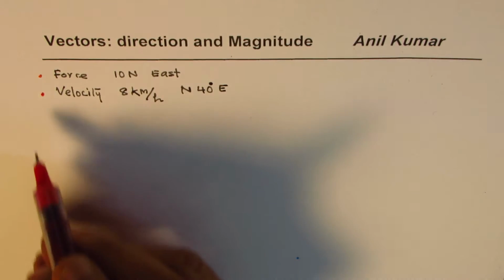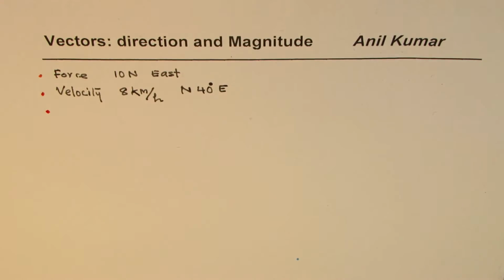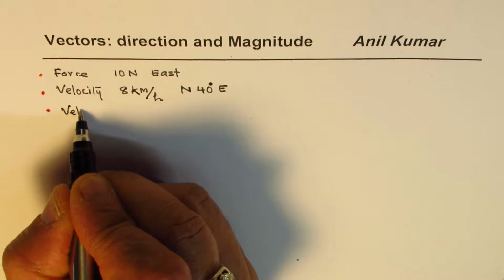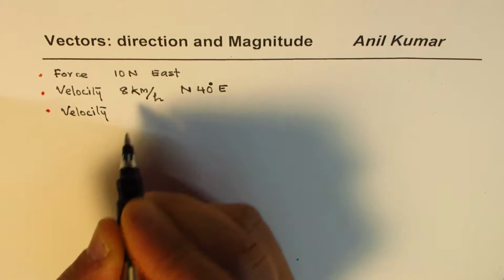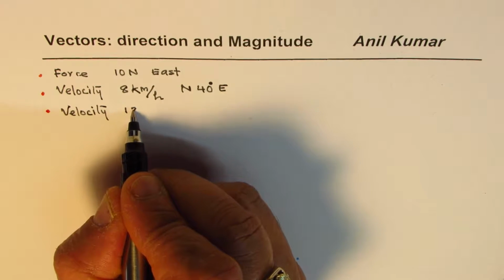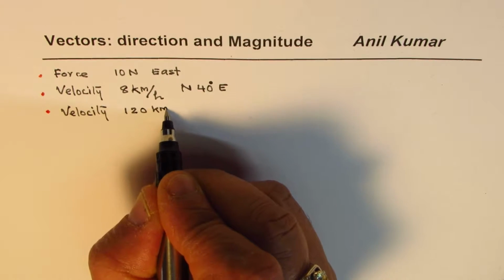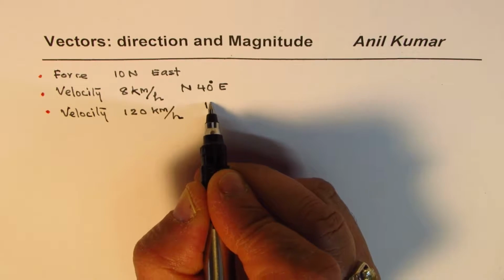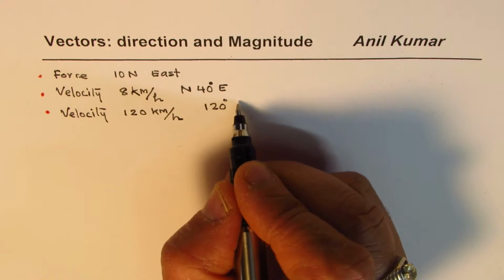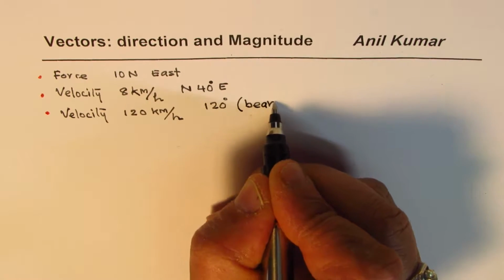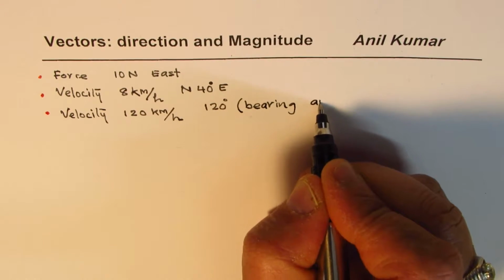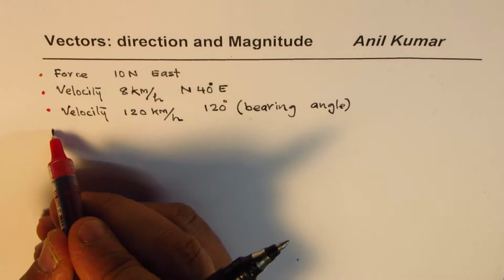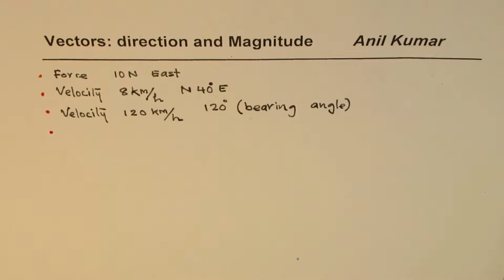Okay. Let us say another velocity, which could be, let's say, 120 kilometers per hour, and let us say the direction is 120 degrees, and that is the bearing angle. Let me take more examples. So this is how we are describing vectors.